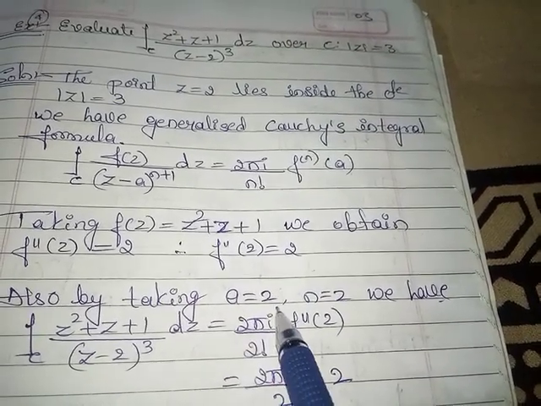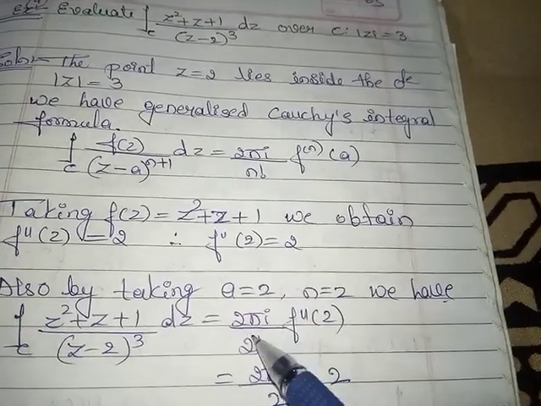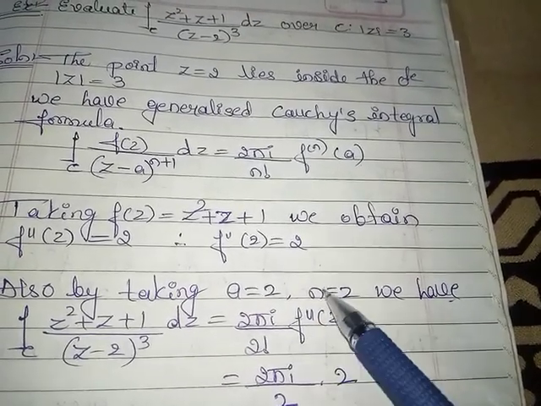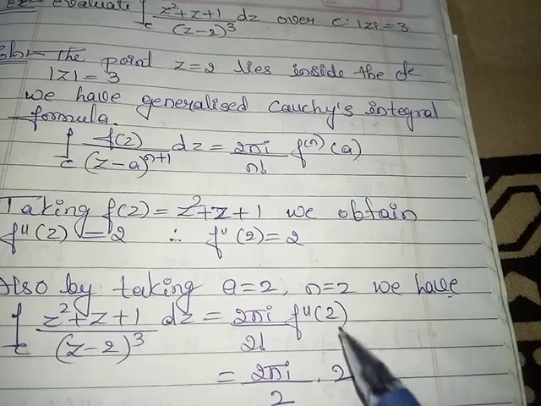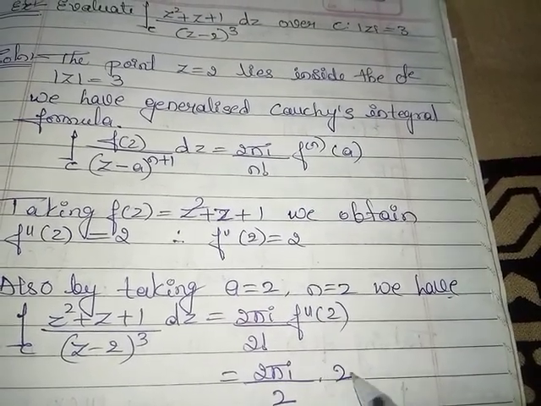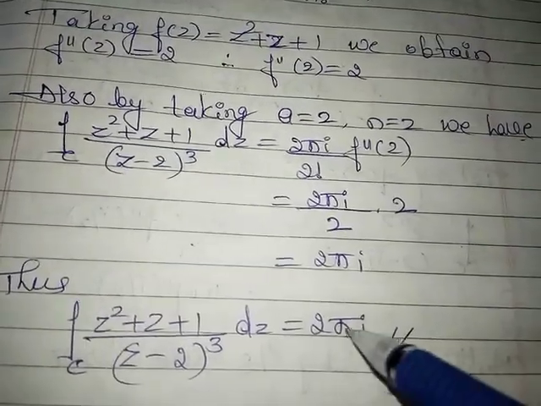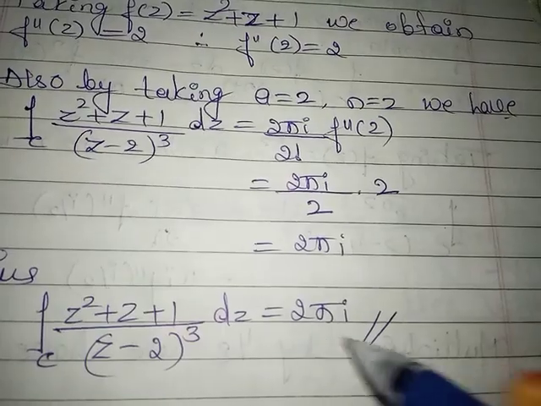Also by taking a equal to 2 and n equal to 2, we have 2 pi i divided by 2 factorial times f double dash of 2, where the f double dash of 2 value is 2. So 2 pi i divided by 2 into 2, the 2s get cancelled. The answer is 2 pi i. The given integral value is 2 pi i.